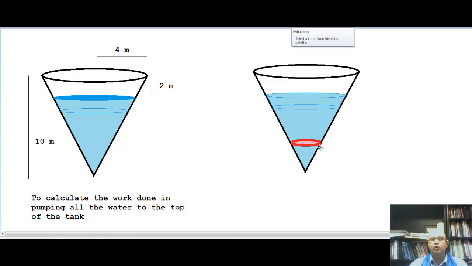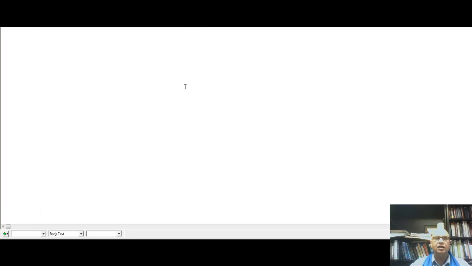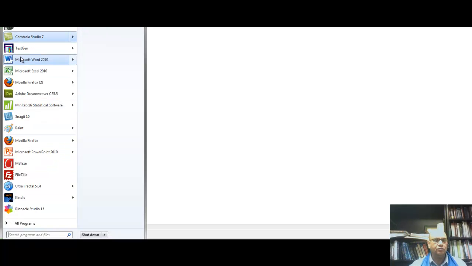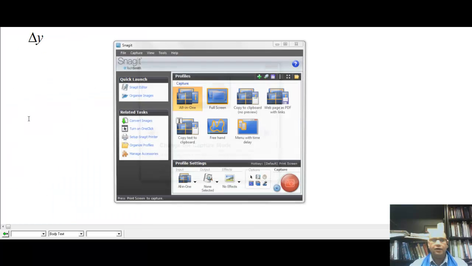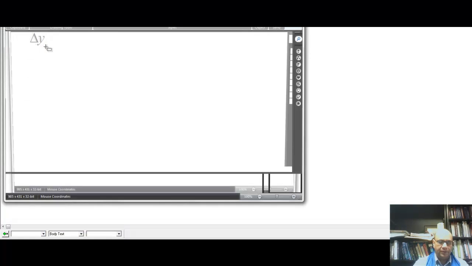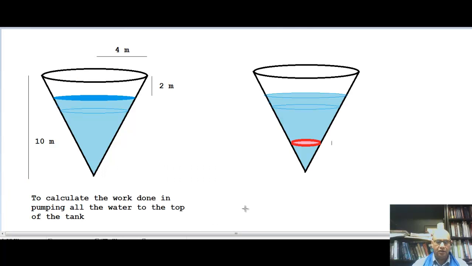Now we will go ahead and make the axis. Let's pretend that this tiny slab that we see here is delta y. I'm just taking y as my variable. So let's assume that that is delta y.